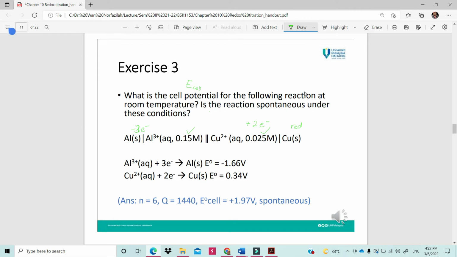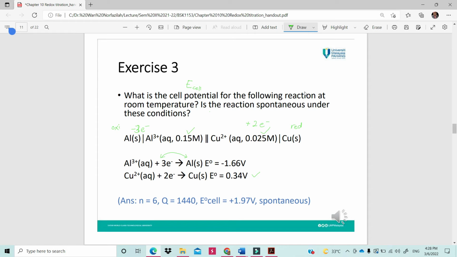Aluminium loses electrons, so it undergoes oxidation. Since we are given the standard reduction potential, for copper 2 plus reduced to copper solid, it is a reduction, so we can straight away use this value. But for aluminium, it undergoes oxidation, and the given one is reduction, so we change the direction of this equation. Change the direction of the reaction.